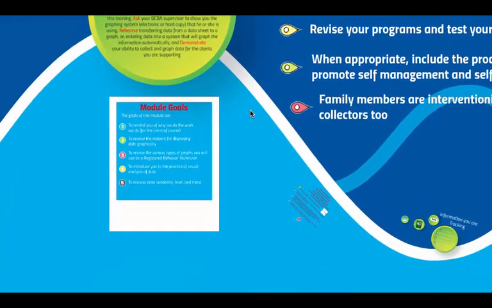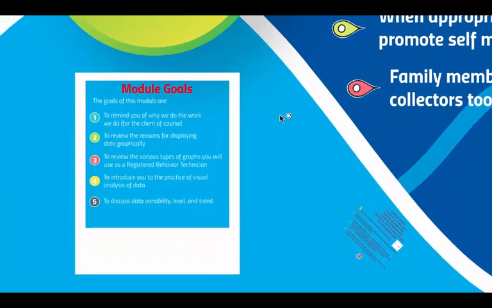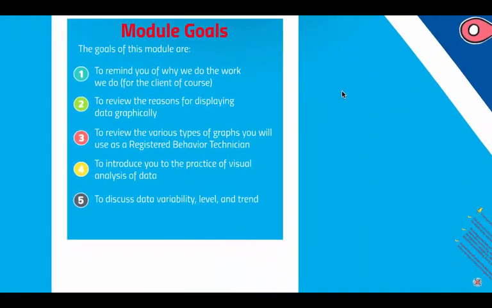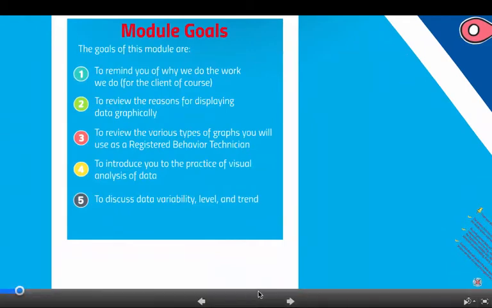Okay, so the goals for this module are as follows: to first of all remind you of why we do the work that we do for the client, of course, and that is the reason. To review the reasons for displaying data graphically. Third, to review the various types of graphs you'll use as a registered behavior technician. Next, to introduce you to the practice of visual analysis of data. And then finally, to discuss data variability, level, and trend.